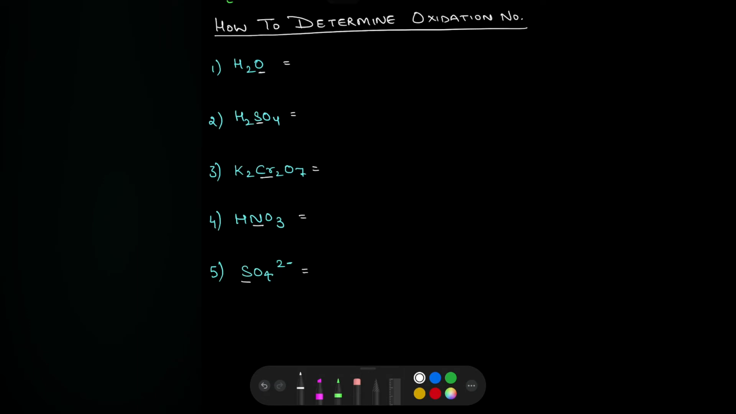Now the first is the water molecule. We have 2 atoms of hydrogen and 1 atom of oxygen. The oxidation number of hydrogen is +1, so we will multiply it by 2, and we have to find it for the oxygen atom, so we will consider it as x, then multiply the 2.